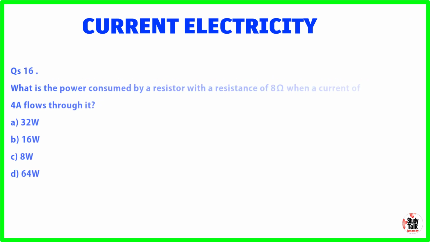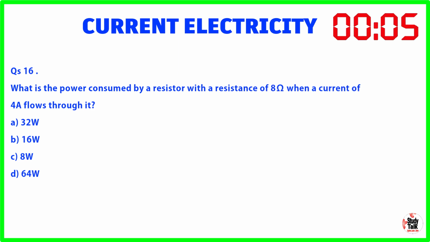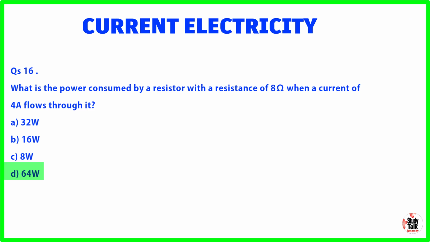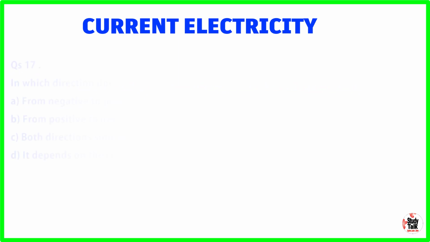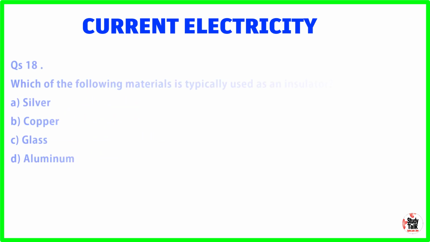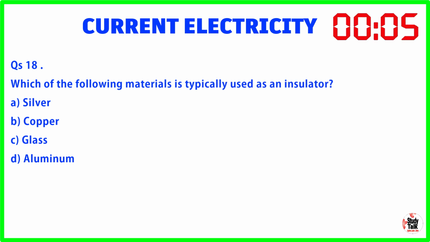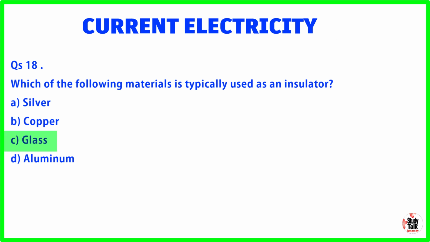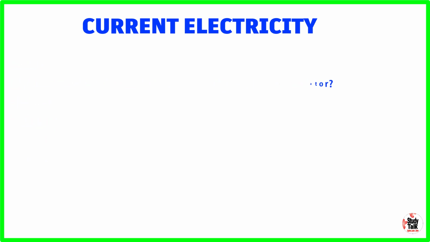What is the power consumed by a resistor with a resistance of 8 ohm when a current of 4 ampere flows through it? 64 watt. In which direction does conventional current flow? From positive to negative. Which of the following material is typically used as an insulator? Glass.